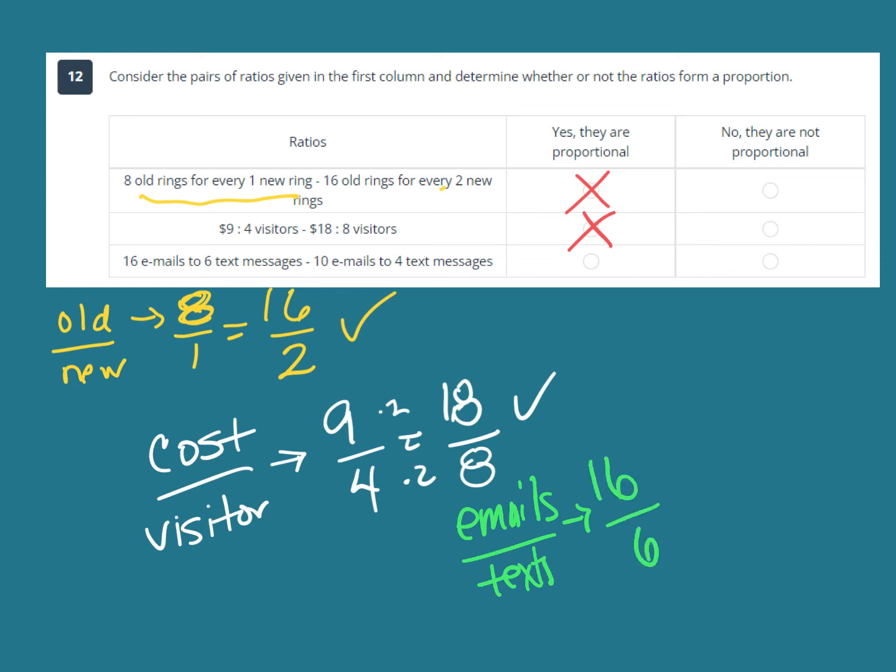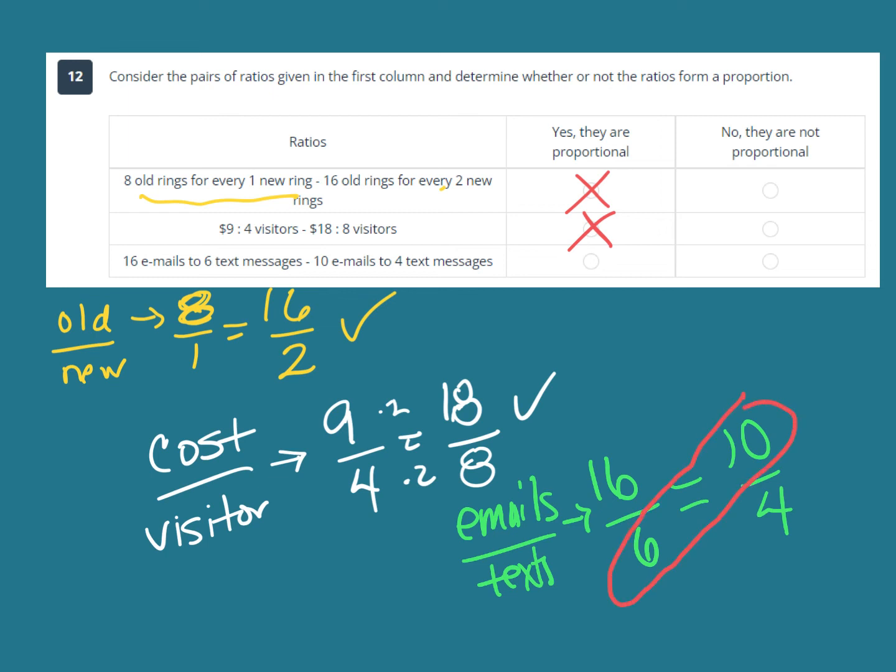(16 to 6). And we want to see if that's the same as 10 to 4. Well, this is certainly not as obvious. Well, what we can do is a couple things here. Let's do our cross multiplying. I want to look at it first to see if there was something obvious, but there wasn't.